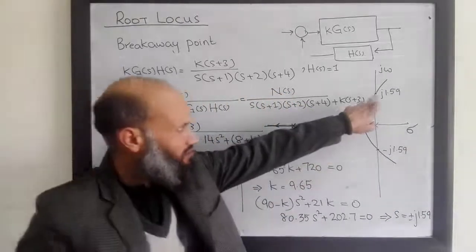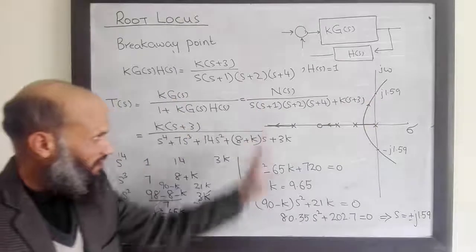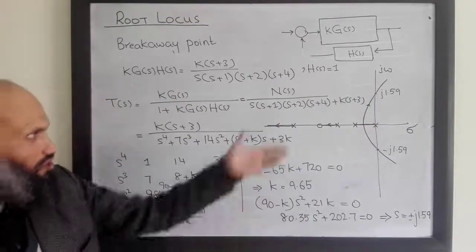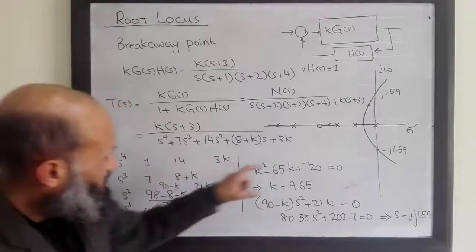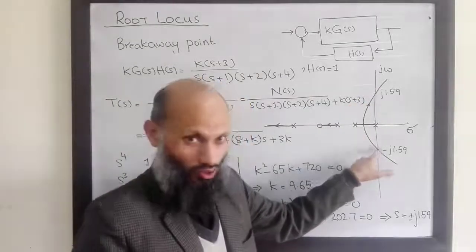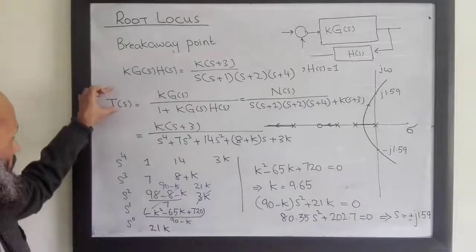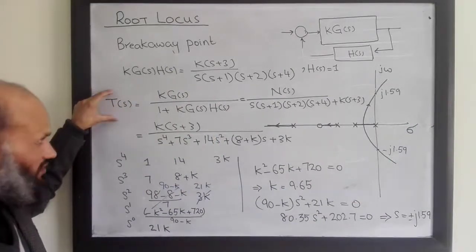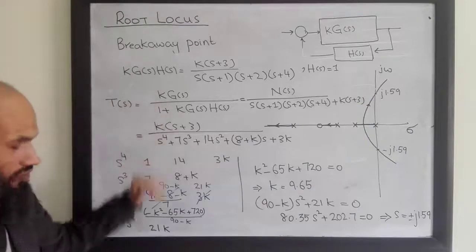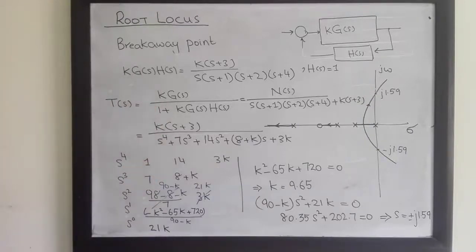So how to determine these points? We can apply Routh's criterion to determine this point, and remember that all these points are the closed loop poles. Therefore we have to first obtain the closed loop transfer function before we apply the Routh's criterion.